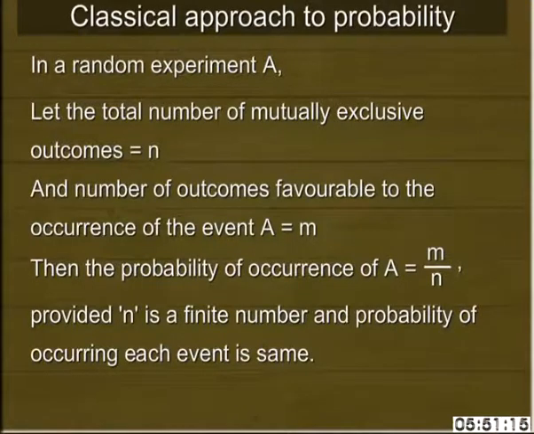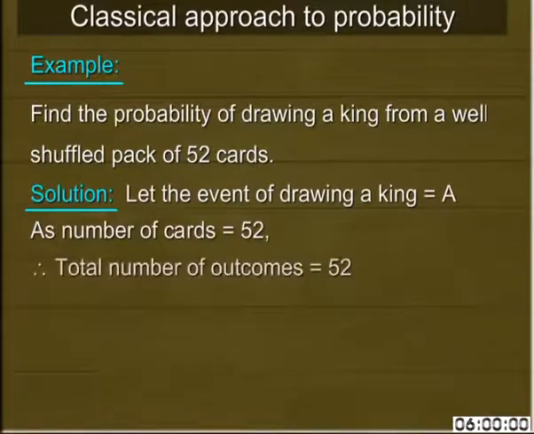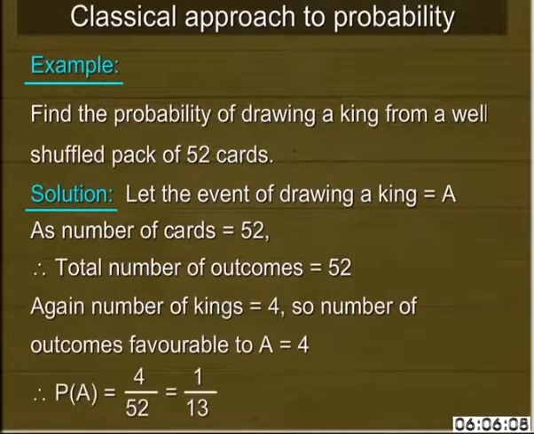For example, if we are to find the probability of drawing a king from a well-shuffled pack of 52 cards, since any card can be drawn from 52 cards, there can be 52 outcomes. Again, as there are only 4 kings, 4 outcomes are favorable to the happening of the event, and so the required probability is 4 by 52, or we can say 1 by 13.